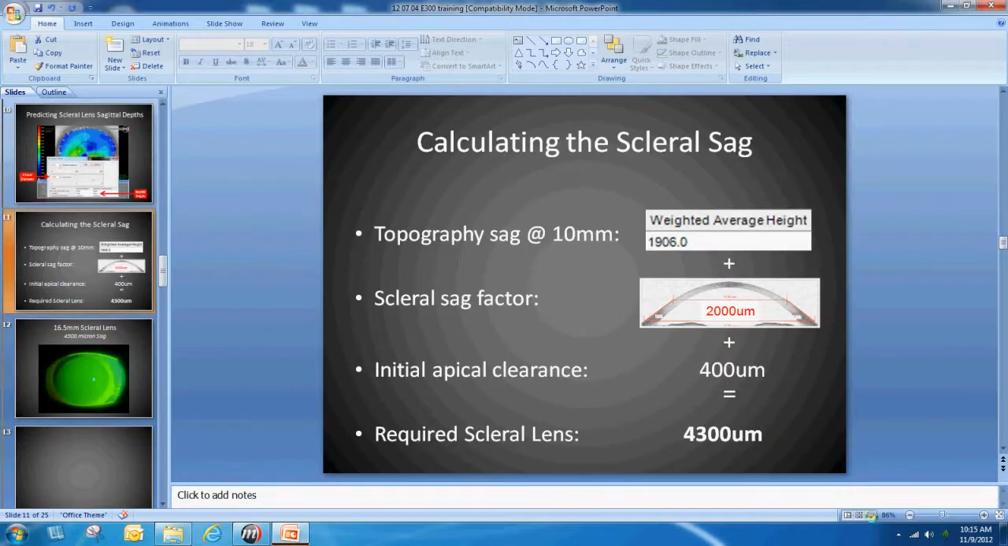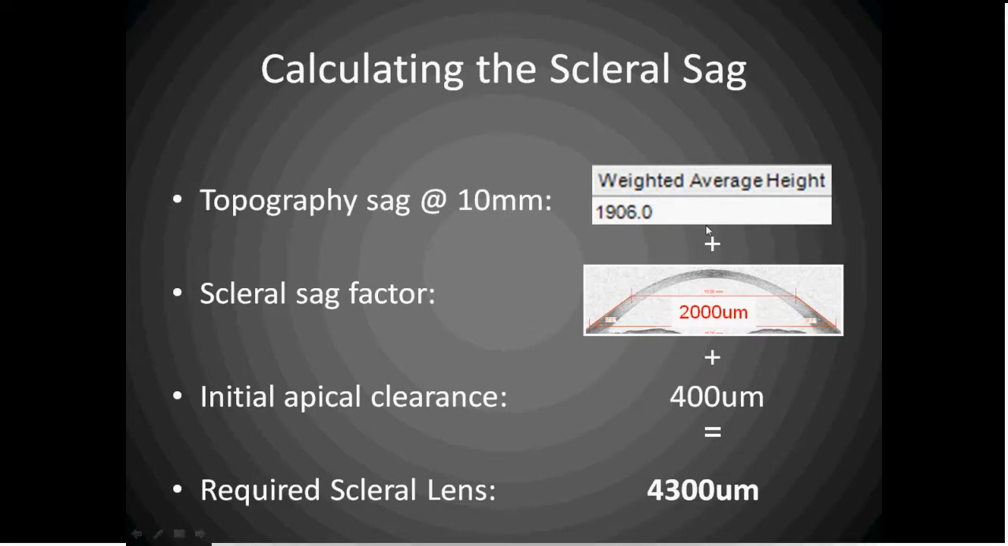Therefore, we would take this corneal sagittal depth, go back to our formula, take our corneal sag, add it to the average 2000 microns for scleral sag depth, plus your apical clearance, and that gives you the calculation of lens that you require. And again, this calculation is based on a 15 millimeter chord diameter because the studies at Pacific University were performed at 15 millimeters. If your scleral lens lands very near to a 15 millimeter diameter, this formula will be a highly accurate way of determining your initial lenses.